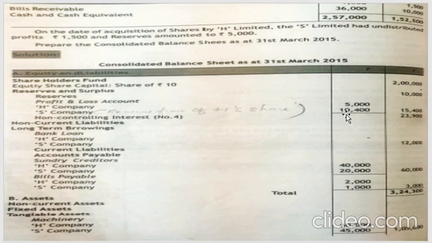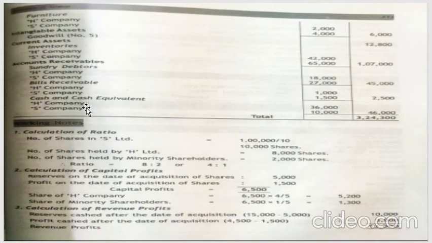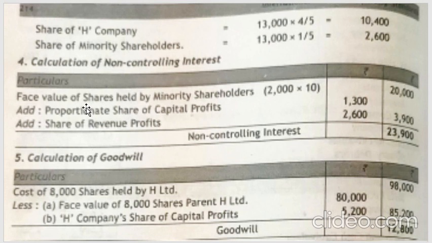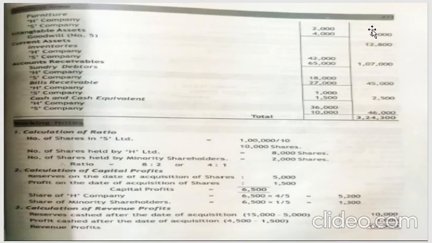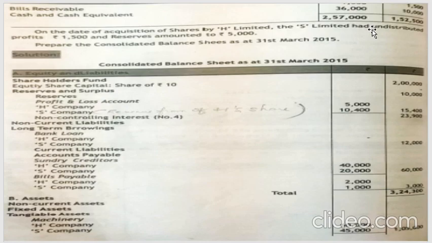Only after acquisition they become one. Before that they are different individuals having different entities. So only the revenue profit will be considered in the balance sheet. So under profit and loss of S company, the profit will be the profit which is earned from revenue profit, that is the share of H company, which is given as 10,400. So 10,400 will be accounted under S company's profit, which will give you the total of 15,400.